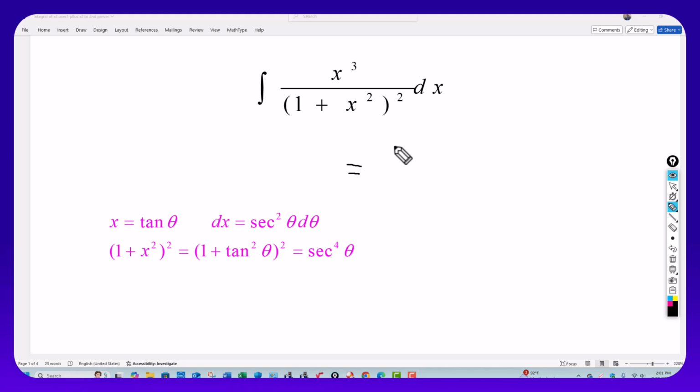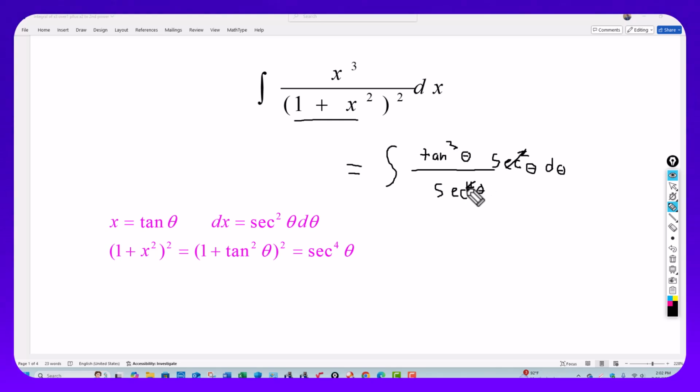This is equal to then x to the 3rd on top. That's going to be tangent to the 3rd of theta. So just replace the x by tangent theta, then we're cubing it. And then remember the denominator right here. We showed that that's equal to secant to the 4th. So the denominator is replaced by secant to the 4th theta. And then the dx is replaced by secant squared theta d theta. So secant squared here replaces 2 factors of secant squared in the denominator, so this becomes a 2 then.